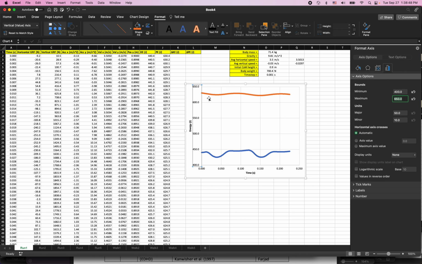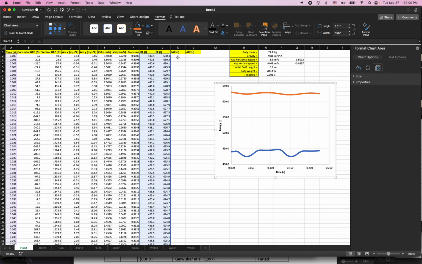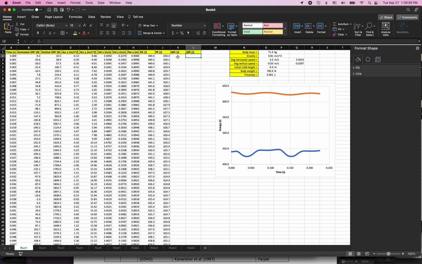And so there I can start to see some of the fluctuations in the kinetic and the potential energy a little bit better. If you want to see them really well, plotted on top of each other, that's where you can work with these last two columns here, which I called delta KE and delta PE. The delta there means that we're going to calculate how the kinetic and potential energy are fluctuating relative to whatever their values at heel strike were.